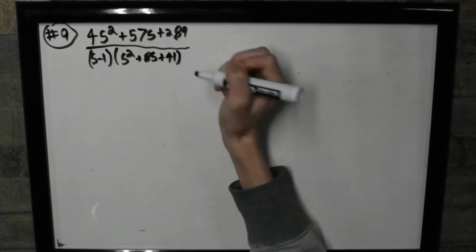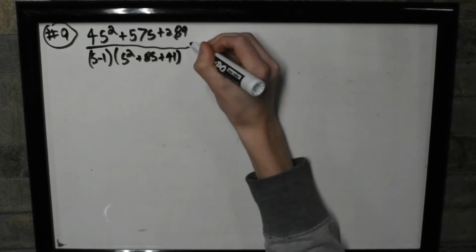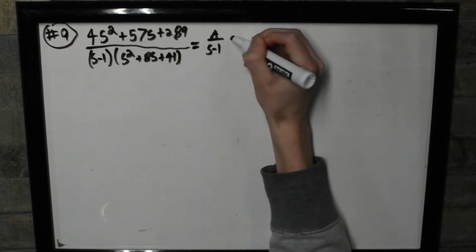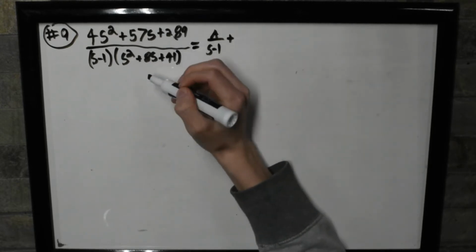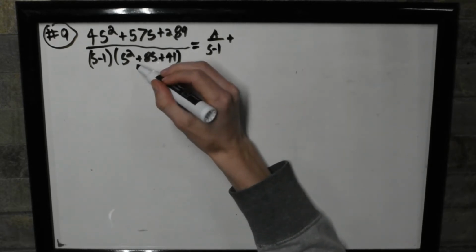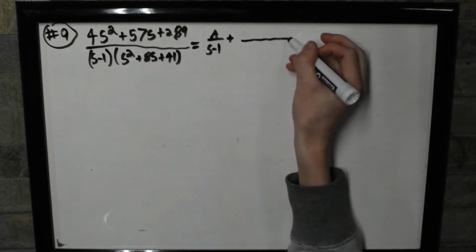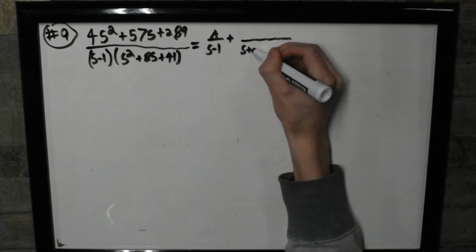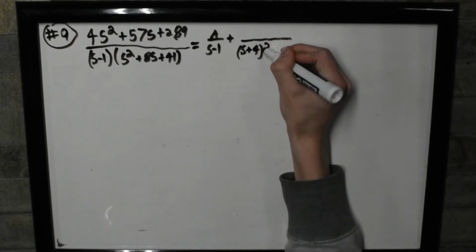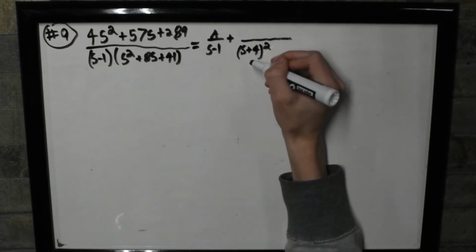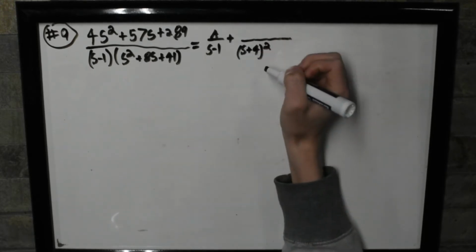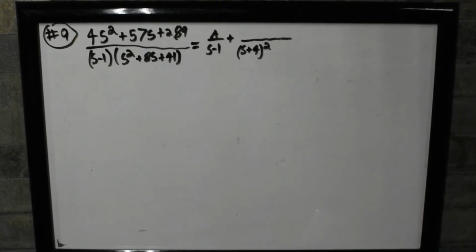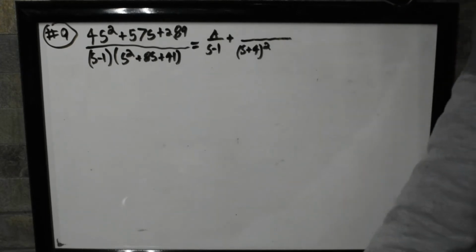Alright, so we need to do a partial fraction, so I'm going to set that up. A over s minus 1. But for the second term, we're going to need to factor the denominator using completing the square. So doing that, we're going to have s plus 4 squared. That gives us s squared plus 8s, which we have, plus 16. So we need to take 41 minus 16, and that gives us 25.